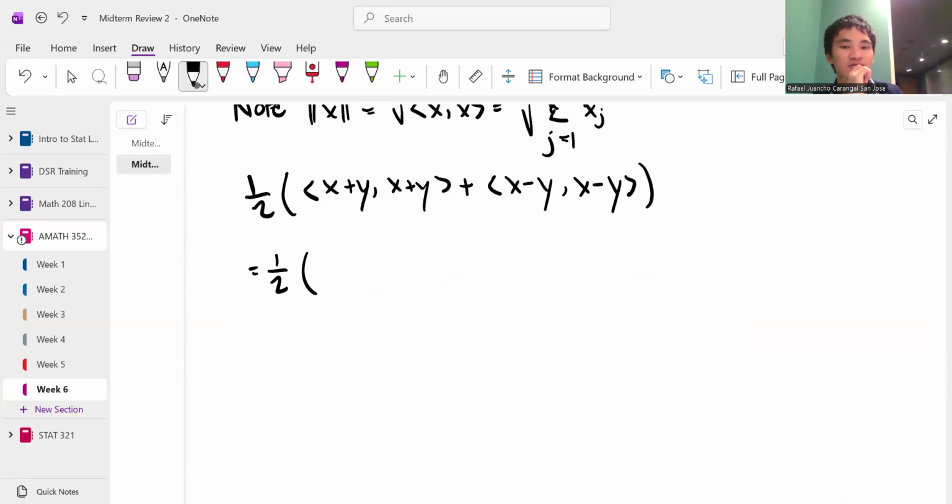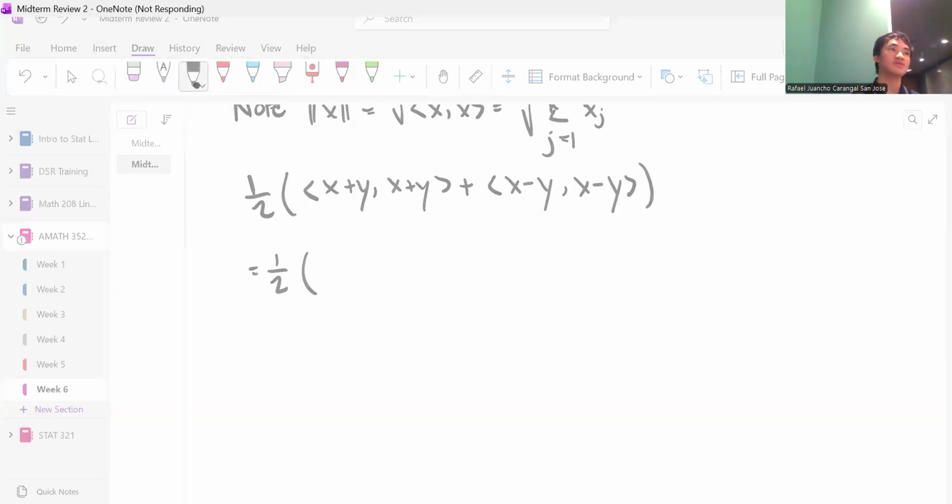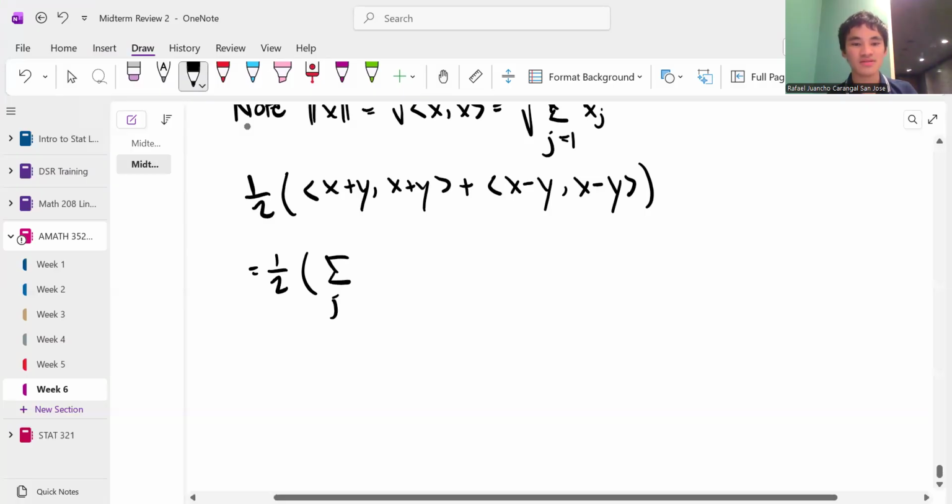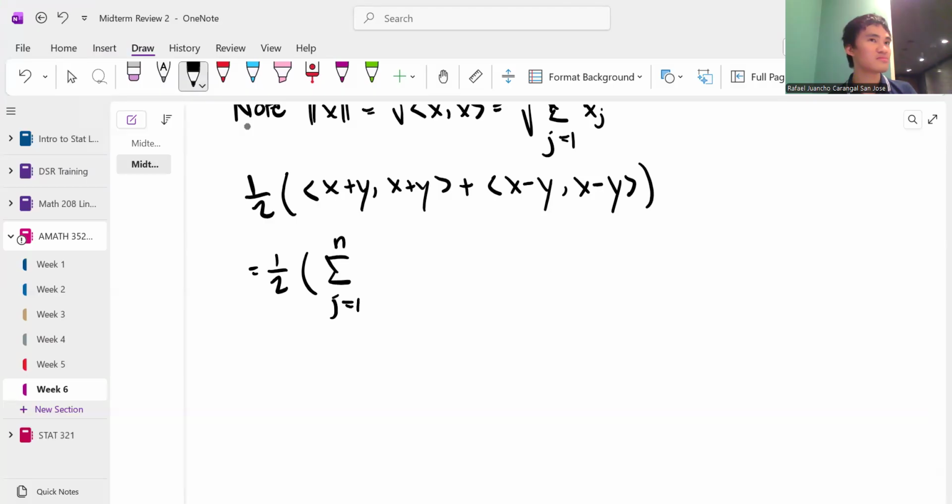So here when we, oh, I did summations basically. Yeah, I would do summations here. This is the same thing as doing a summation j to n. We would do something like x plus y. I would square that. Xj. We square that.